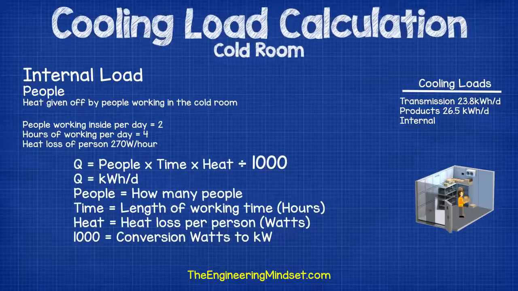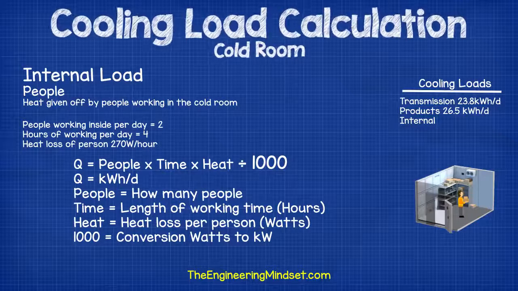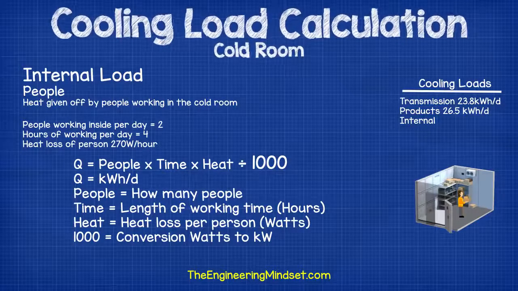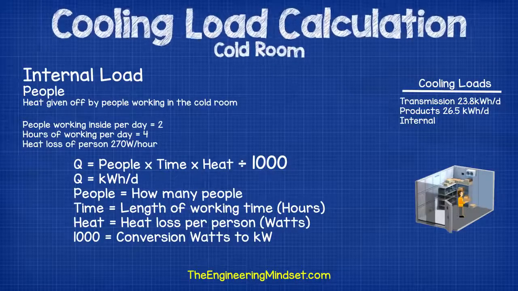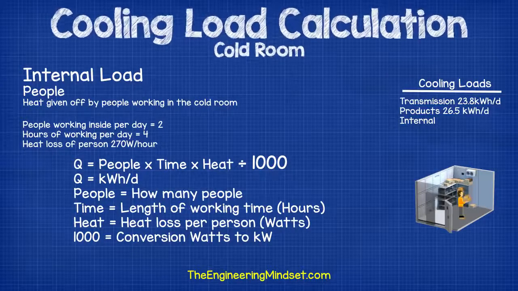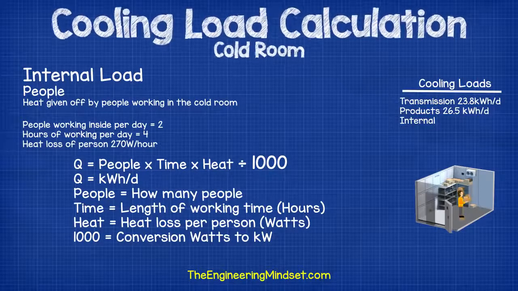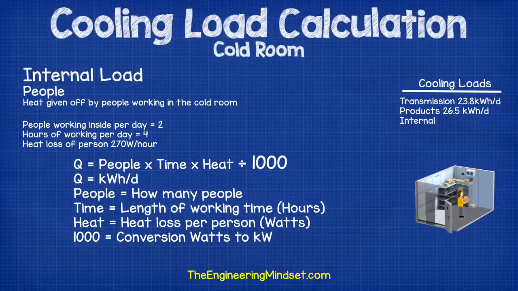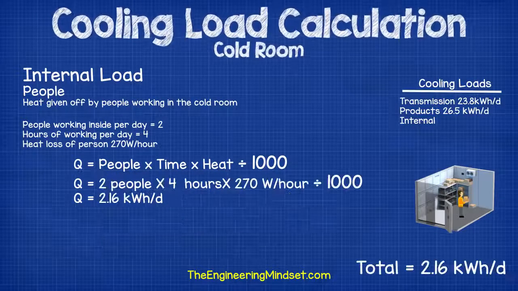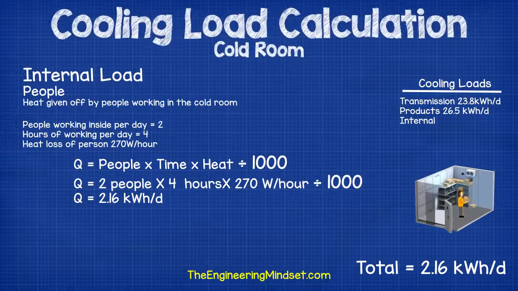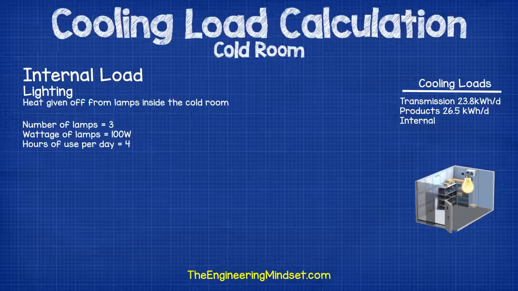For this, we'll use the formula Q equals people multiplied by time multiplied by heat divided by 1000, where Q equals kilowatt hours per day, people equals how many people are inside, time equals the length of time they spend inside each day, and heat equals the heat loss per person per hour. 1000 is just to convert the watts to kilowatts. So dropping those numbers in, we should see that we get 2.16 kilowatt hours per day. Then we can calculate the heat generated by the lighting.